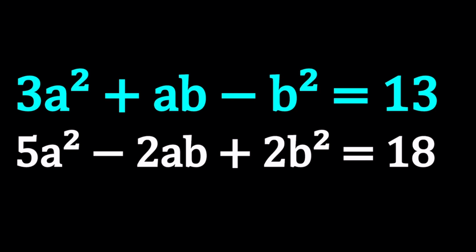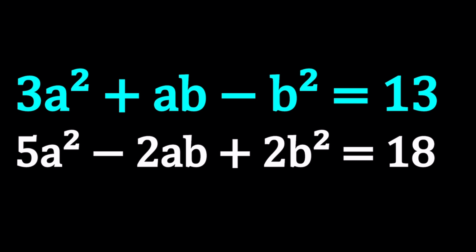Hello everyone. In this video, we're going to be solving a polynomial system of equations. We have 3a squared plus ab minus b squared equals 13 and 5a squared minus 2ab plus 2b squared equals 18. And we're going to be solving for a and b values. We're also going to be taking a look at the graph of these two relations. I don't call them functions for obvious reasons at the end.